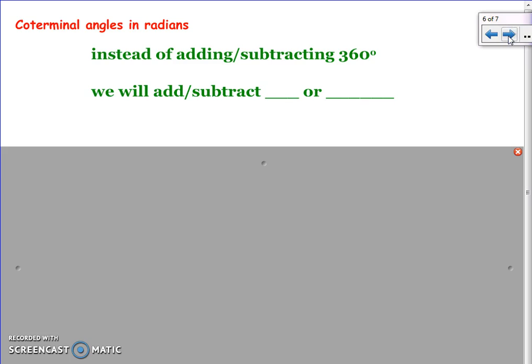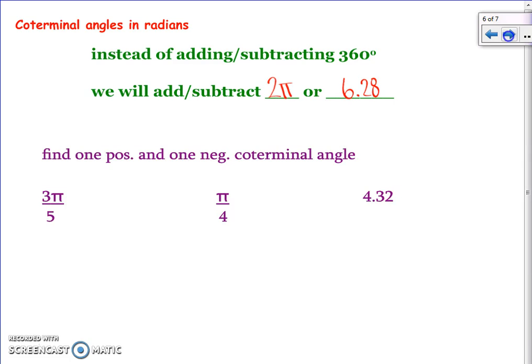All right, so we just talked about this. If we are in radians, what are we going to be adding and subtracting instead of 360? If we're working in radians. Yes, 2 pi. Okay, and if you're working in decimal form, what is the decimal of 2 times pi? 6.28. Okay, so you're either adding 2 pi, subtracting 2 pi, or adding 6.28, subtracting 6.28. Okay, so we are looking here.